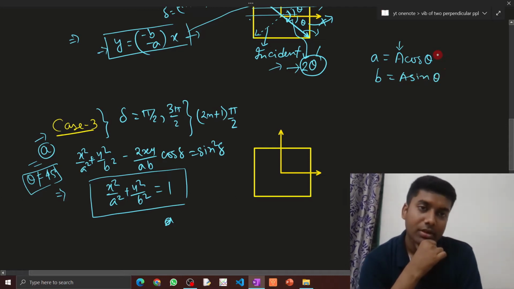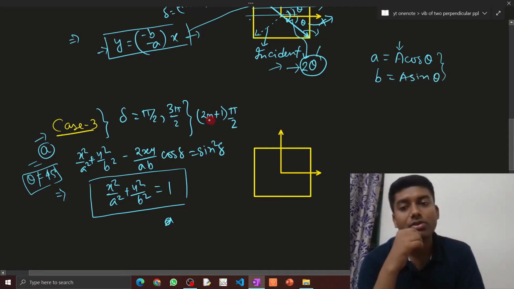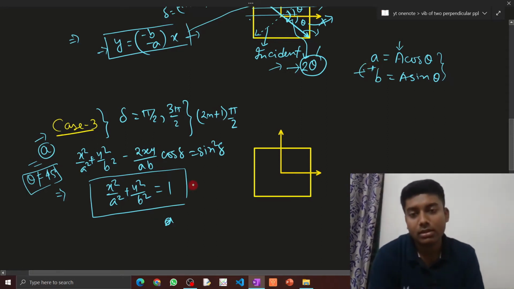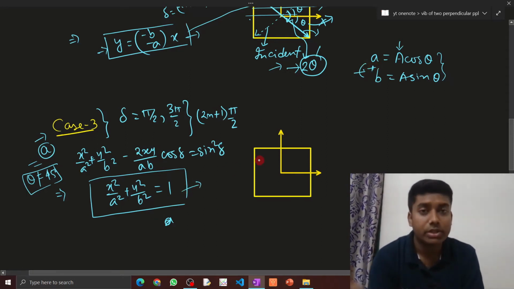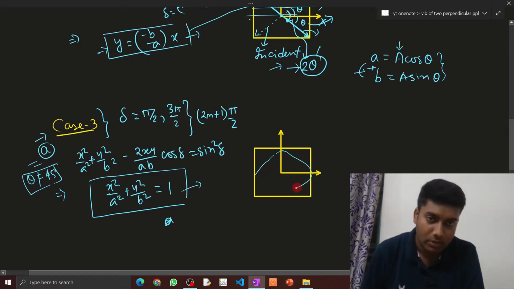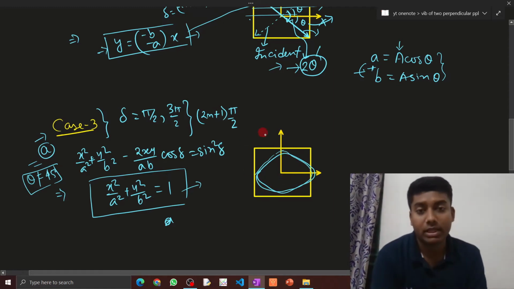And if theta is not equal to 45 degrees, then a and b will never be equal. This will justify that this is an equation of an ellipse. Why I am talking about these things, you will understand later. So suppose this is an ellipse. Now there can be many types of ellipse; it can rotate like this, left-handed ellipse or right-handed ellipse.